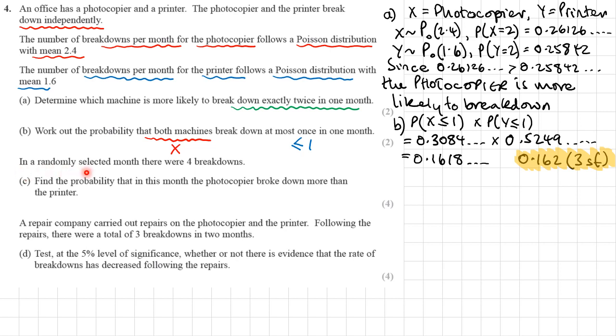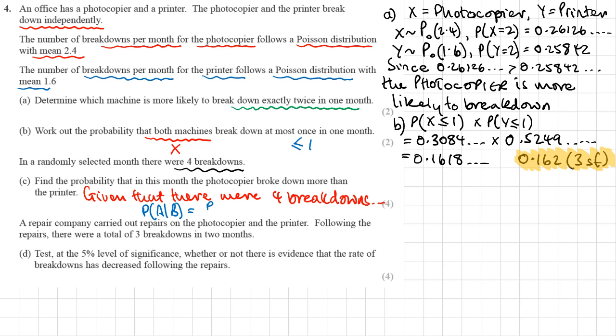Part C, in a randomly selected month there were 4 breakdowns. Find the probability that in this month the photocopier broke down more than the printer. You could actually think of the wording of this as: given that there were 4 breakdowns, what's the probability that the photocopier broke down more than the printer? This is an example of conditional probability, where the probability of A given B is equal to the probability of A and B over the probability of B. In other words, it's going to be out of the fact that there were 4 breakdowns.